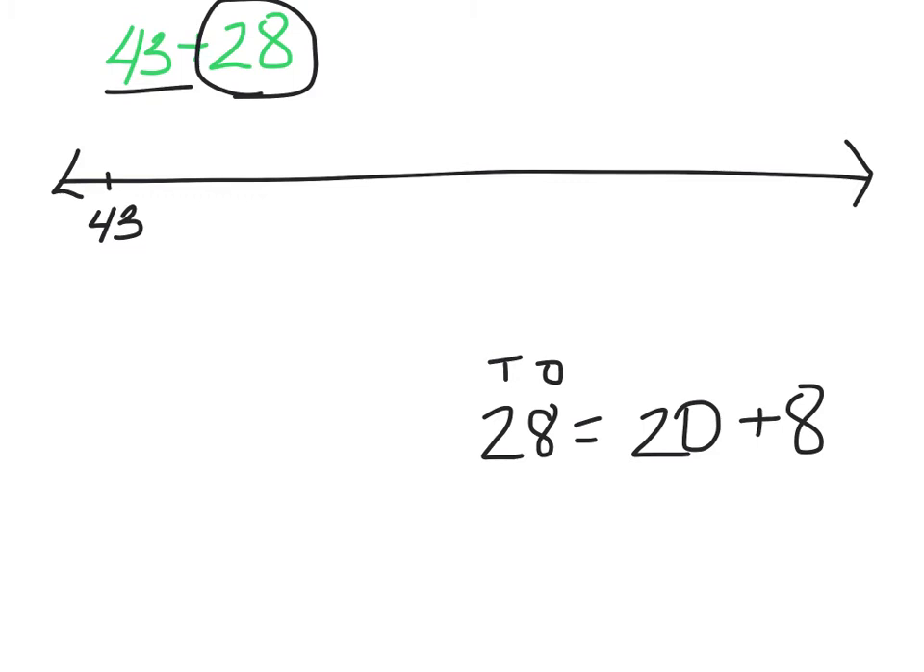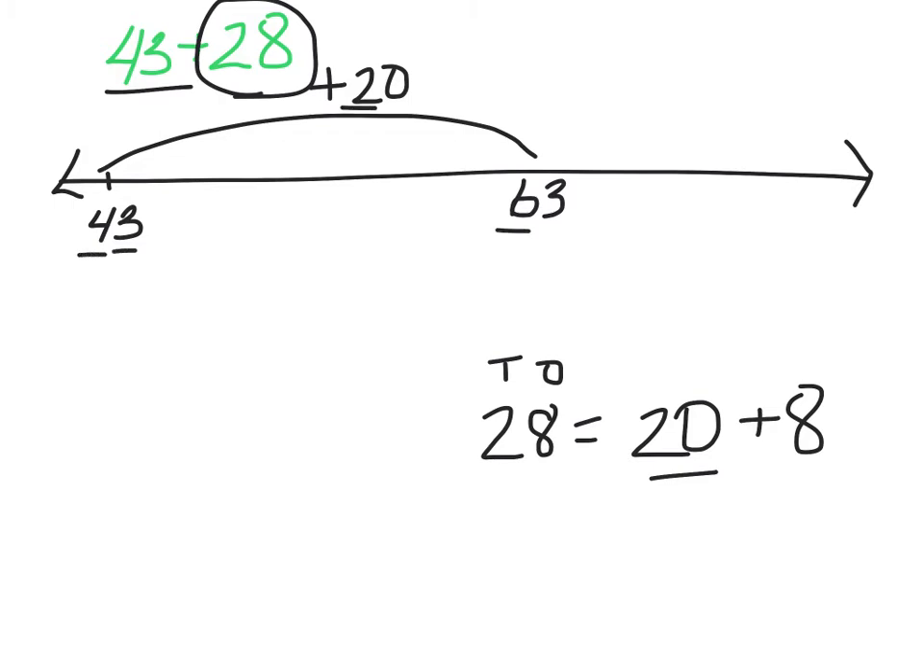So 43, and I would make a jump of plus 20, and that would give me 63. Because 43 plus 20 equals 63, or 4 tens plus 2 tens equals 6 tens, and 3 ones and 0 ones still leaves 3 ones. So I did the 20, so now I have to do plus 8.